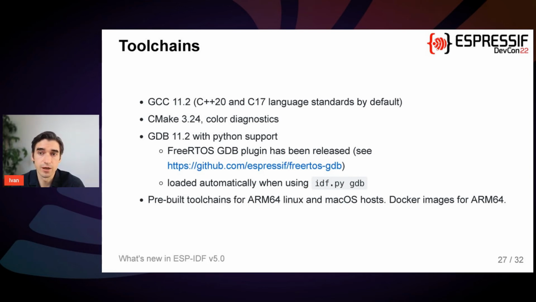And finally, another highly requested feature has been pre-built toolchains for ARM64, Linux, and Mac. Now we have those toolchains available, and we also have ARM64 Docker images. So if you're running, for example, Docker on Mac, you will now be able to use ESP-IDF, official ESP-IDF Docker images without having to build them yourself.